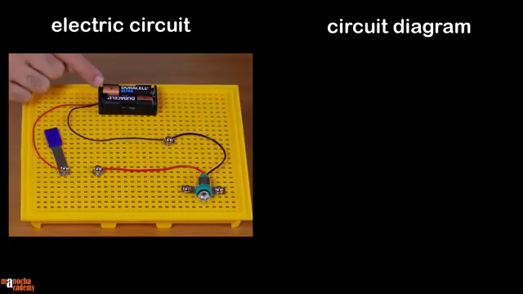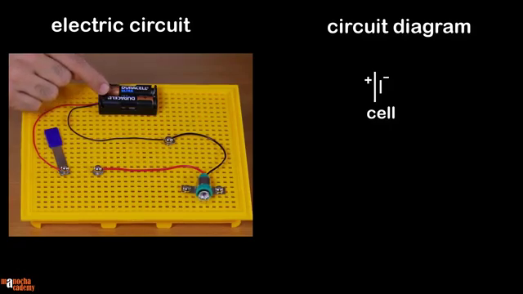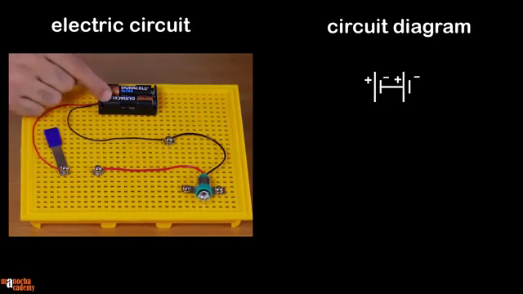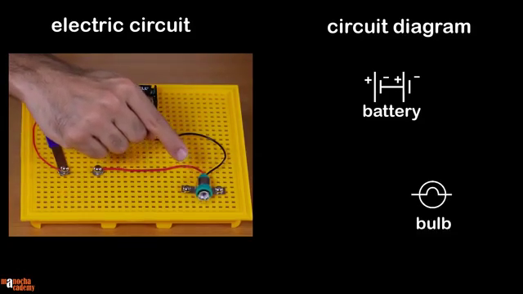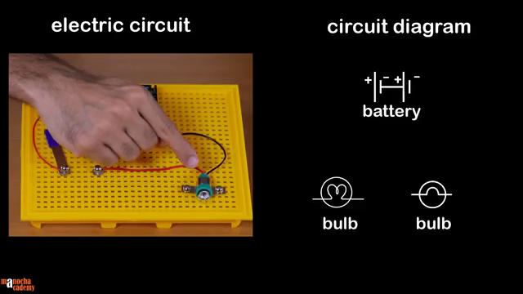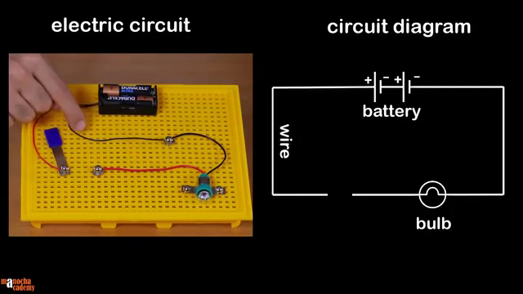A cell is represented using these 2 lines. The longer line represents the positive terminal and the shorter line represents the negative terminal of the cell. Since there are 2 cells here, let's draw another cell. A group of 2 or more cells is called a battery. So this is a battery containing 2 cells. A bulb is drawn using a symbol like this. Some books may use a different symbol like this for the bulb. The connecting wires are represented by simple lines.